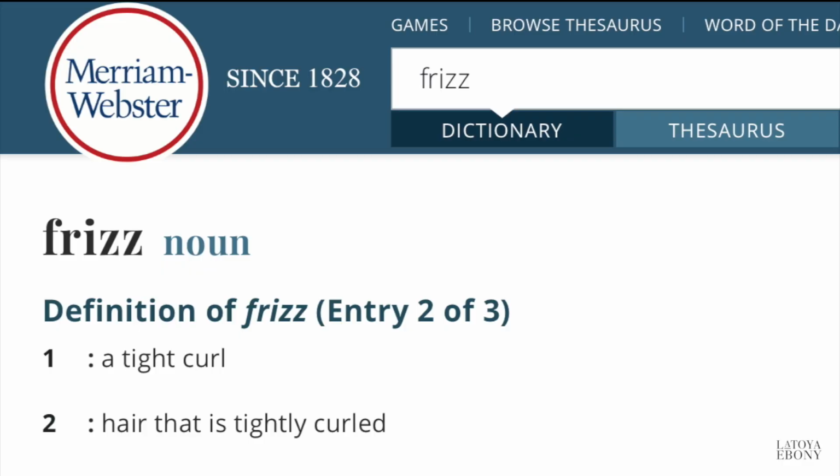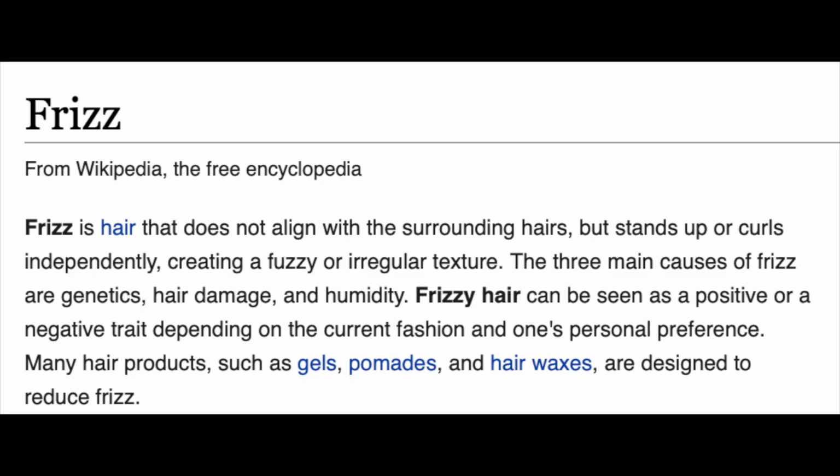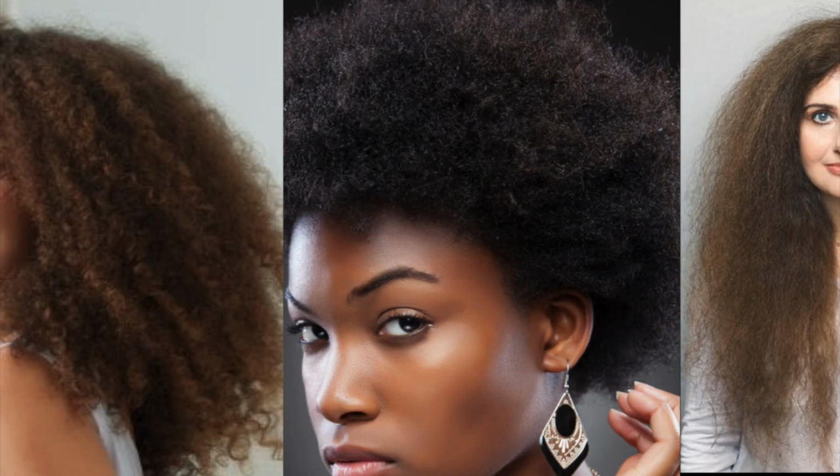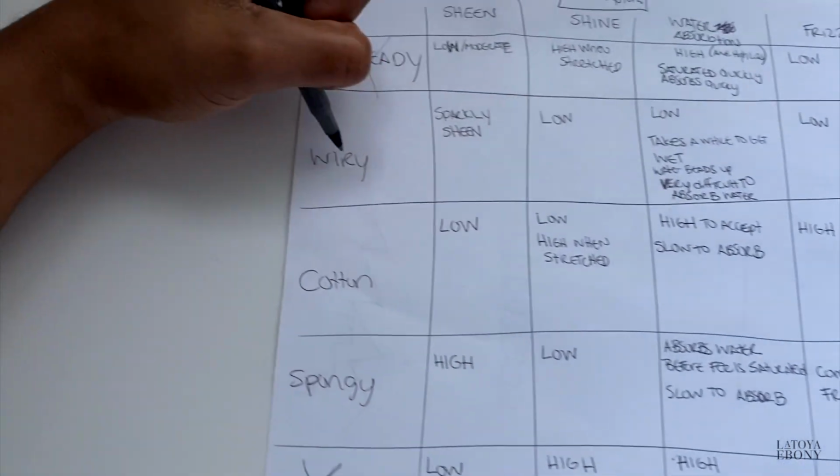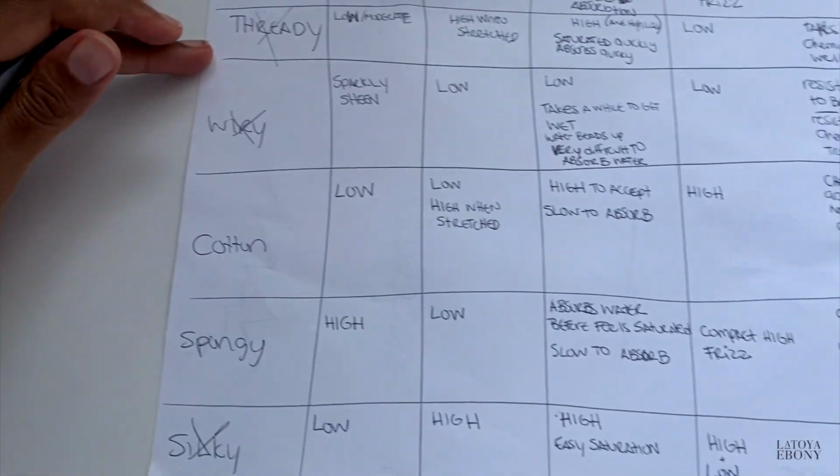Frizz, according to the Merriam-Webster dictionary, is a tight curl or hair that is tightly curled. I felt some kind of way about that broad definition, so I went to Wikipedia. I know it's not the most credible source, but it has a clearer definition. It states frizz is hair that does not align with the surrounding hair, but stands up or curls independently, creating a fuzzy or irregular texture. Based on this definition, my hair is high frizz, so I get to eliminate wiry from the running.